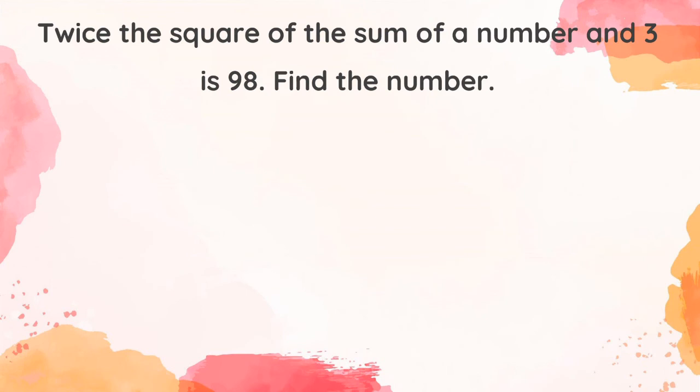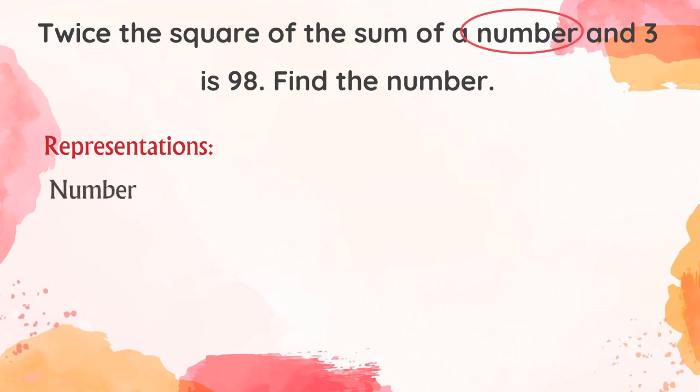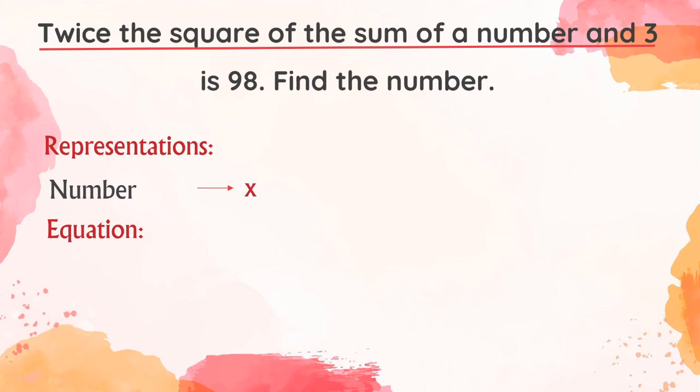twice the square of the sum of a number and 3 is 98. Find the number. Siyempre, representations ulit tayo. Ano lang ang pinag-uusapan? Number lang ulit. Kaya let us represent the number as x. Then for the equation, twice the square of the sum of a number and 3. Hindi lang to square of a number. Ang ini-square dito ay yung sum ng number and 3. Kaya we put x plus 3 as a quantity, nakaparenthesis siya, tapos siya yung in-square natin. At saka minultiply sa 2.